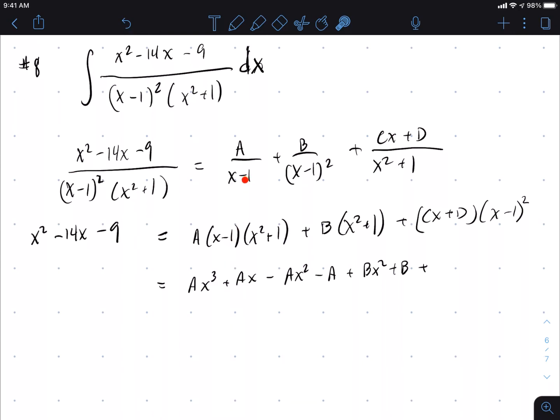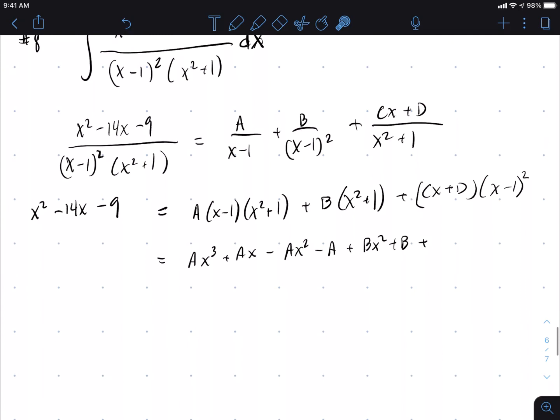Because in order for this to have this denominator, I have to multiply the bottom by x minus 1, correct? So then I have to multiply the top by x minus 1. Does that make sense? And then I have to multiply by the x squared plus 1. Agreed? I'm going to do some side work because I'm good, but I'm not that good.